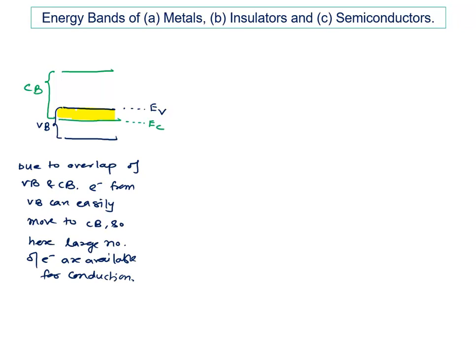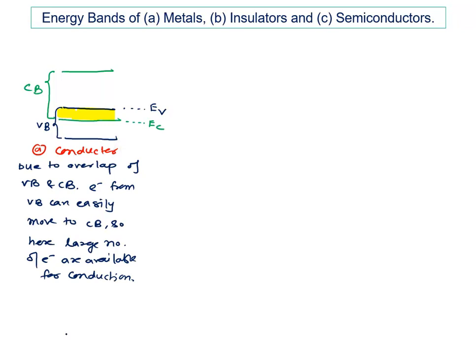Conduction band and valence band both overlap, and at 0 Kelvin also the electrons are easily available to move in the conduction band, so their conductivity is high. So we name this: this is for conductor or metal.